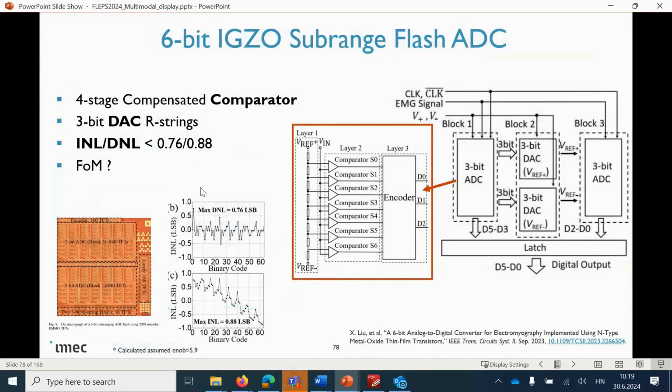Another group actually had the same idea, almost the same topology. They implemented this before us and published it last year already. They showed good results.